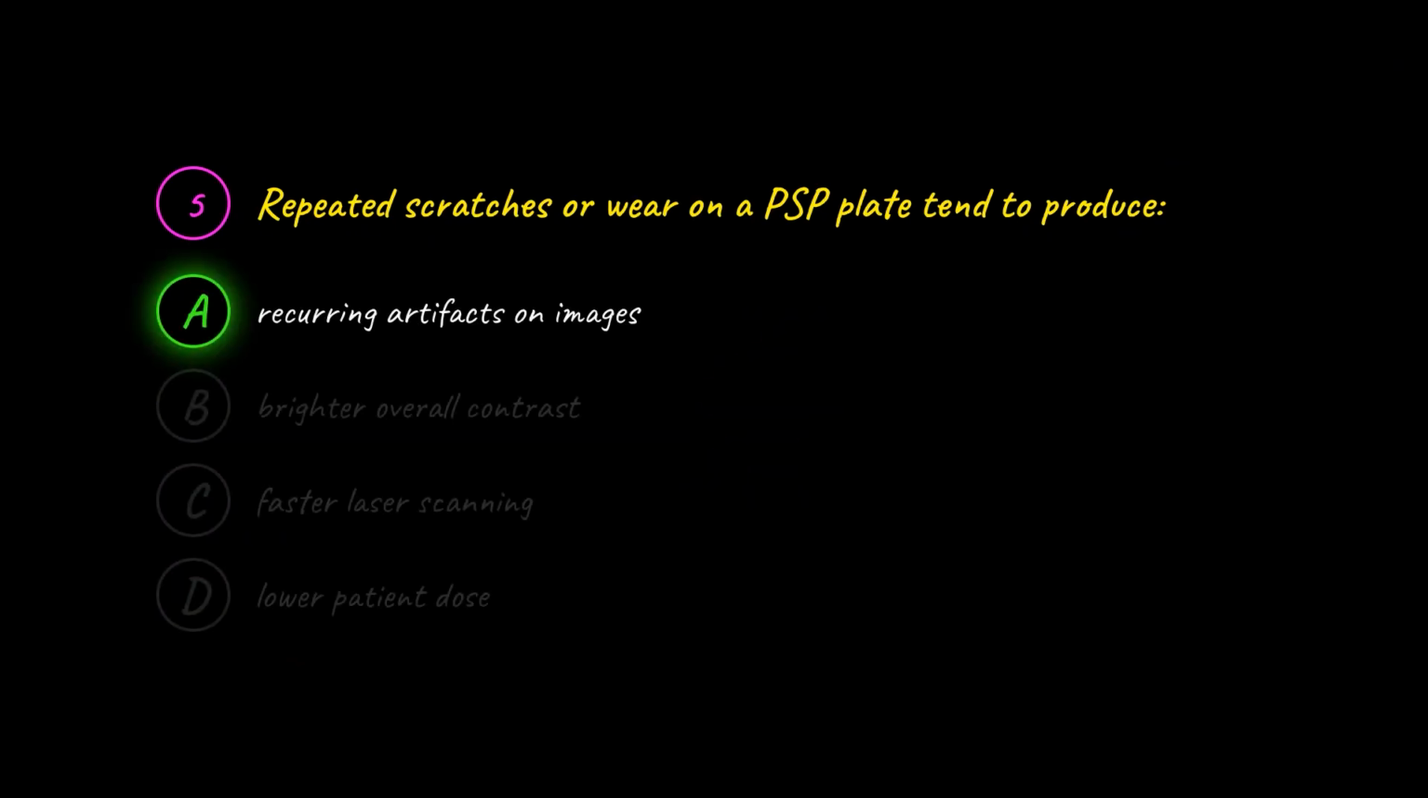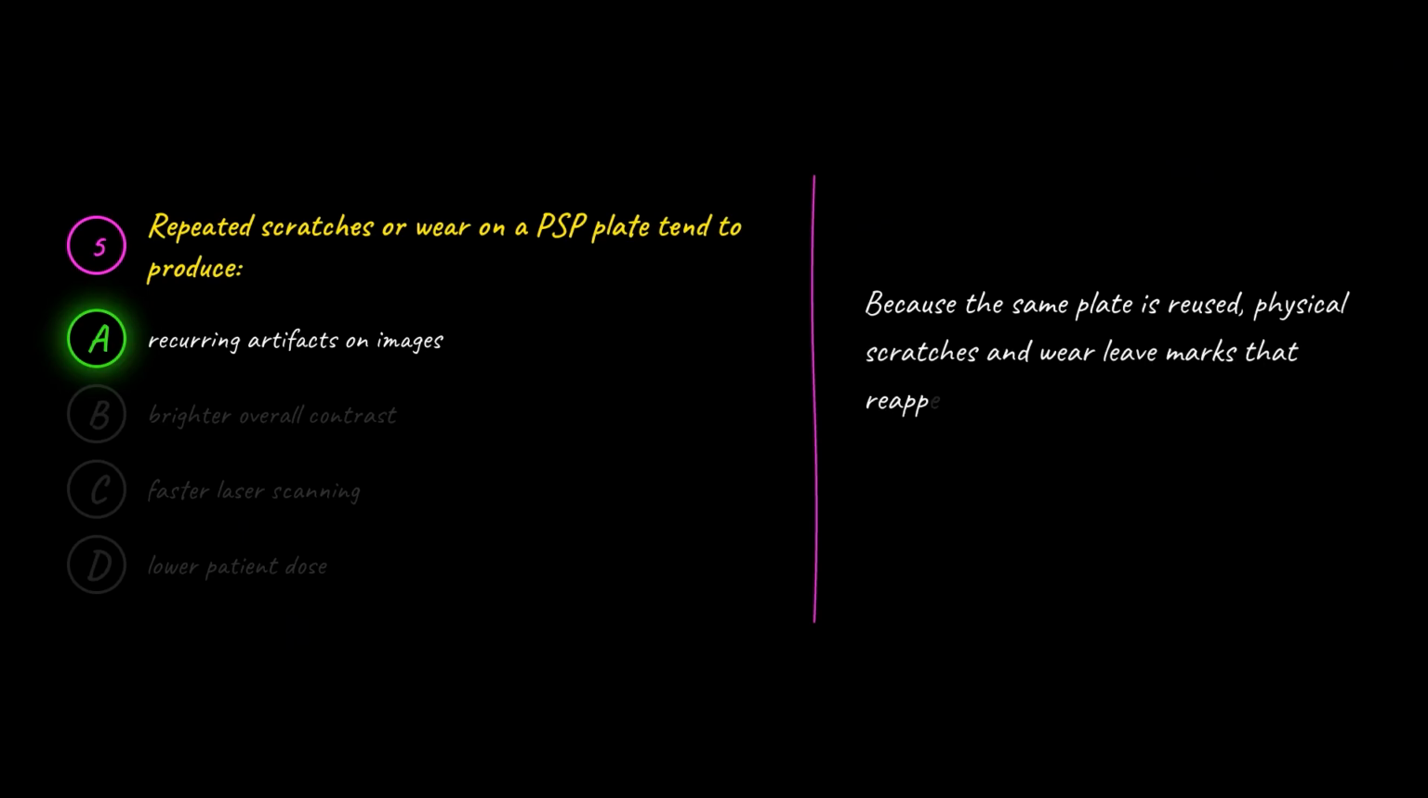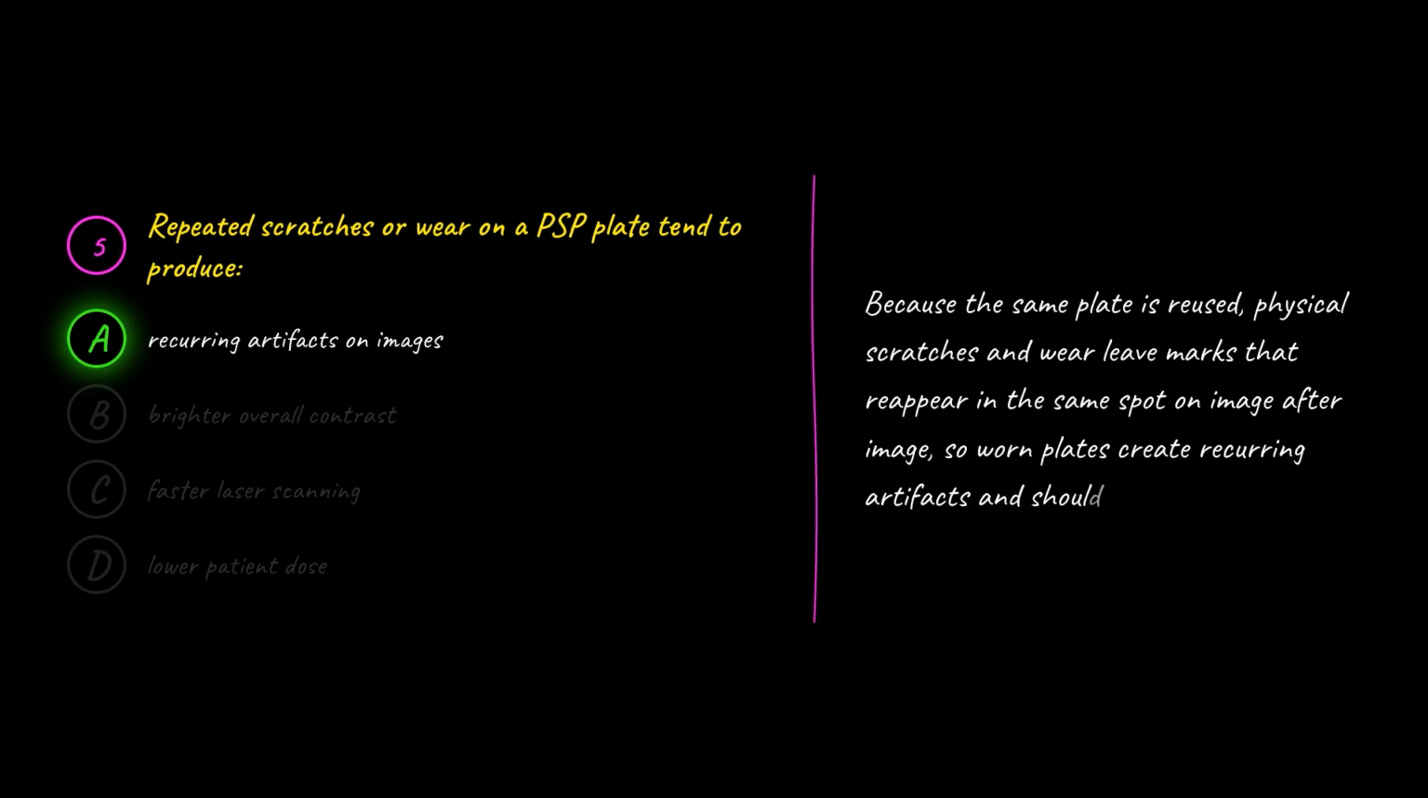The correct answer is A. Recurring artifacts on images. A is correct because the same plate is reused, so physical scratches and wear leave marks that reappear in the same spot on image after image. So worn plates create recurring artifacts and should be replaced.